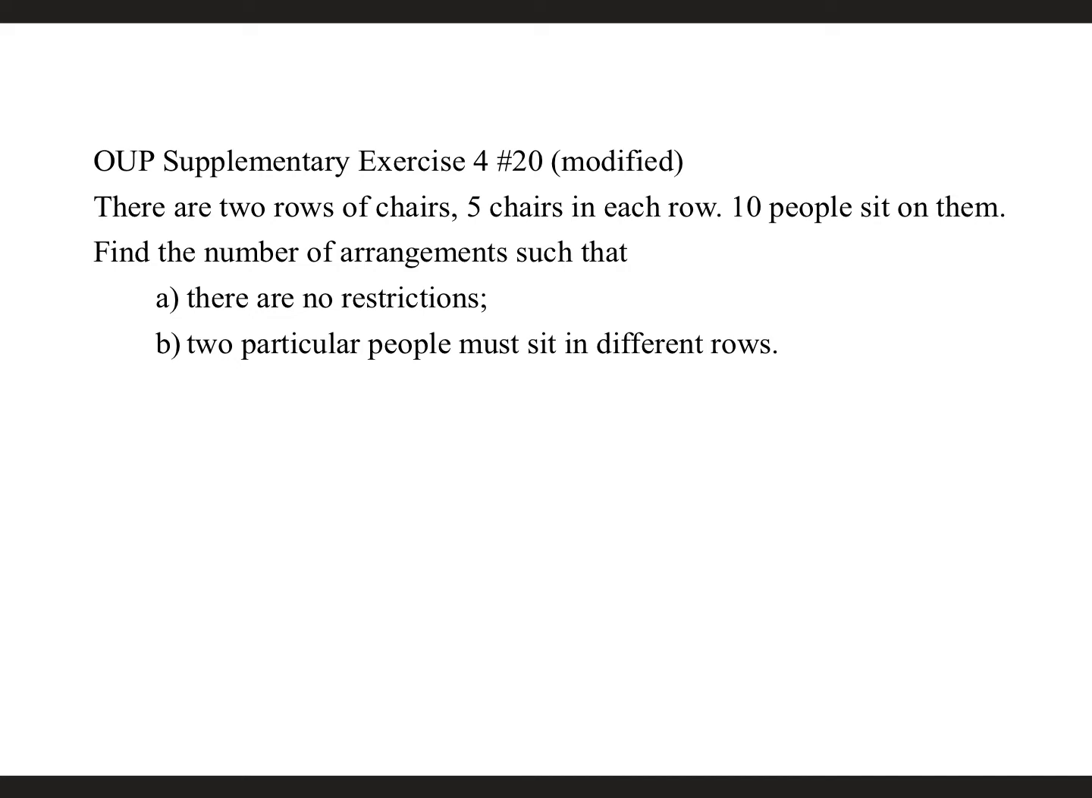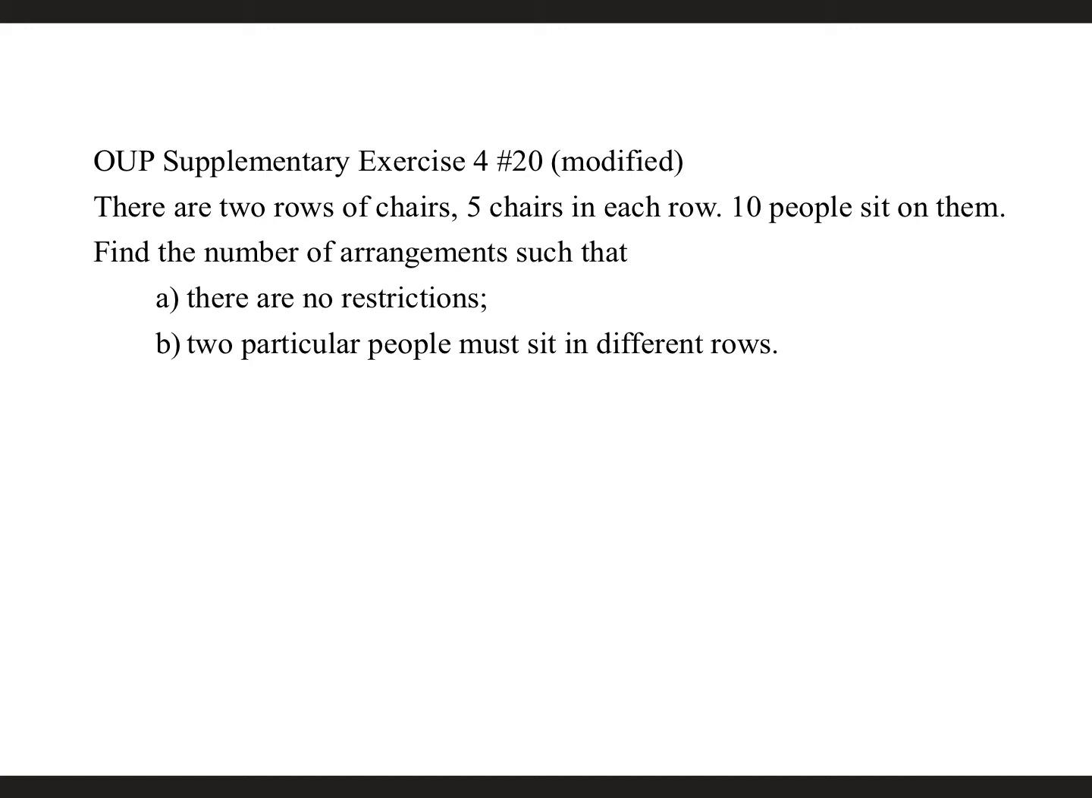And this is a question similar to OUP Supplementary Exercise 4, number 20. So there are 2 rows of chairs, 5 chairs in each row. 10 people sit on them. Find the number of arrangements such that A, there are no restrictions, and B, 2 particular people must sit in different rows.